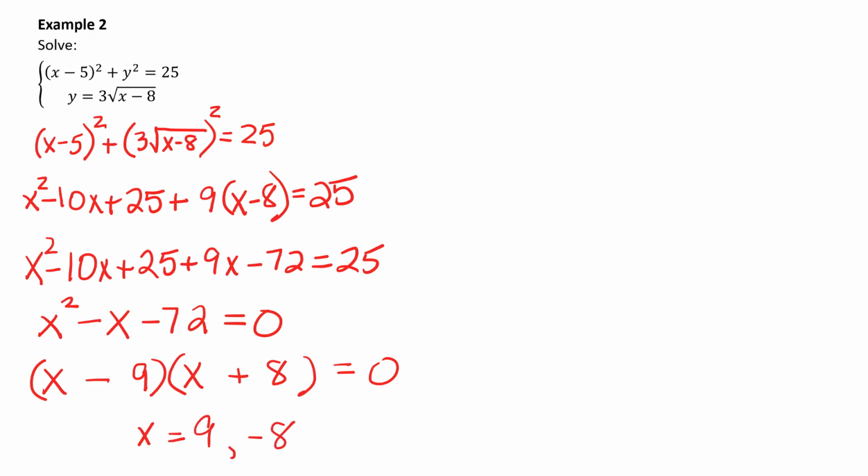If we plug those in to that second equation, y = 3√(x - 8), you're going to get y = 3√(9 - 8), and that is 3. So that would be one solution, (9, 3).